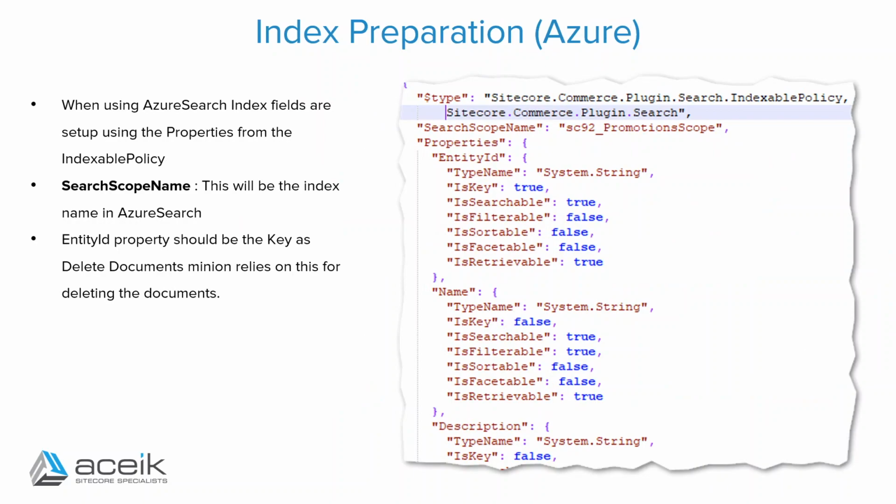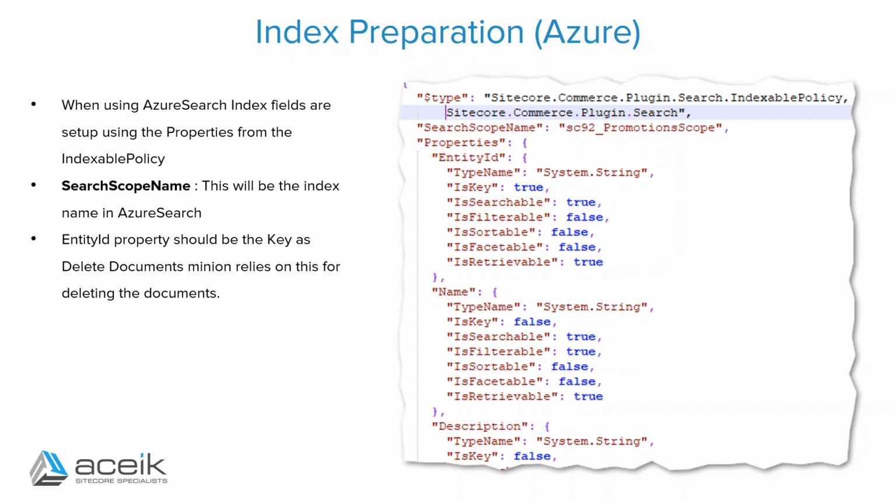So the next slide. How do you prepare for Azure? If you're using Azure as your search, when you configure that indexable policy with all these fields, each field has properties, whether it's searchable, filterable, sortable, facetable, retrievable. It actually relies on those properties to perform the search and also retrieve those fields when you're performing the search with Azure Search. So it's really important that you actually do this.